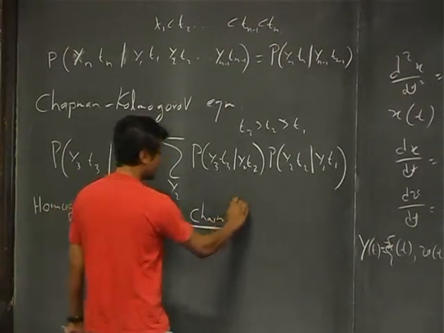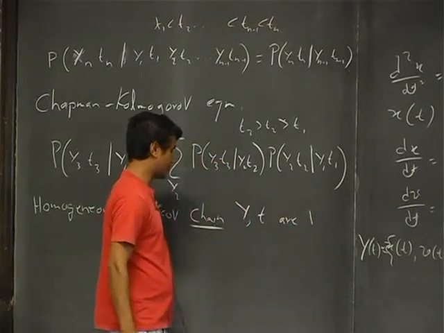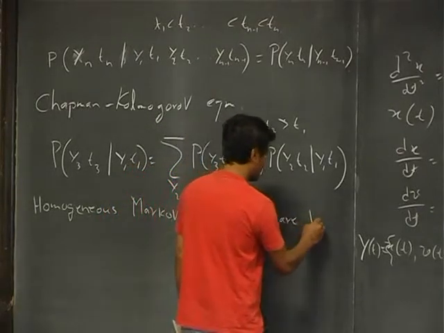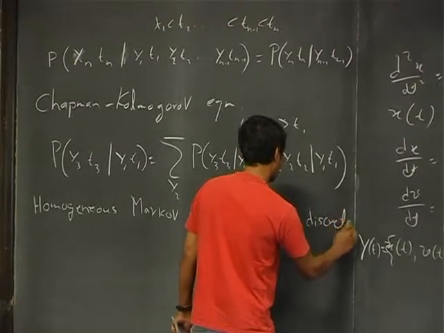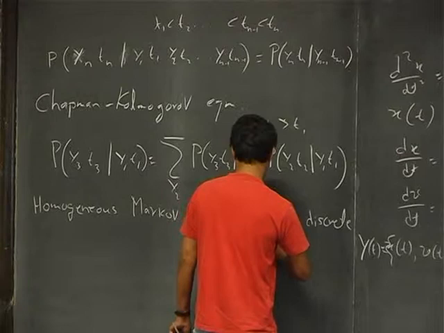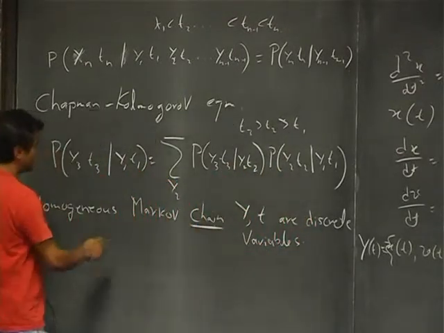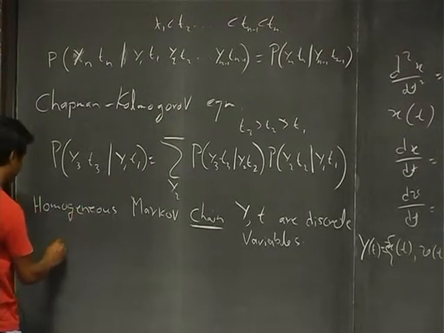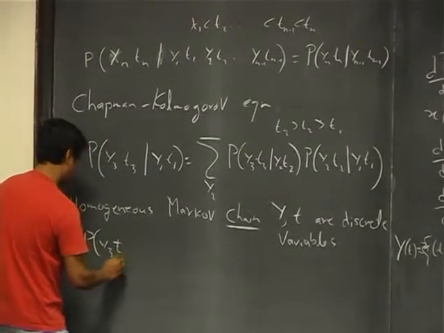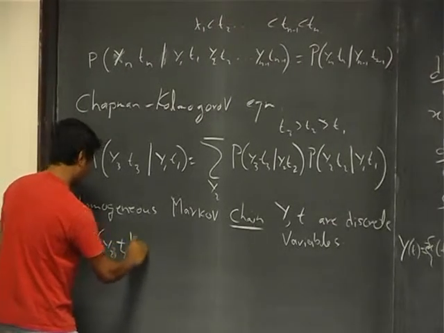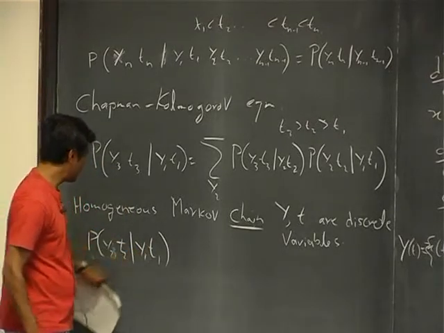So chain basically means both y and t are discrete variables, so they can take a discrete set of values. And in that case, basically the process is, so this becomes p of y3, let's say. Homogeneous means it just depends on the time difference.